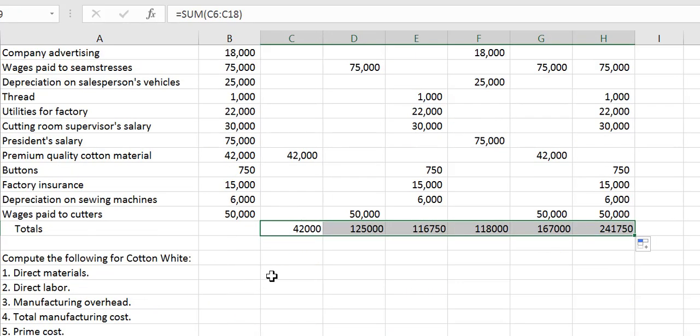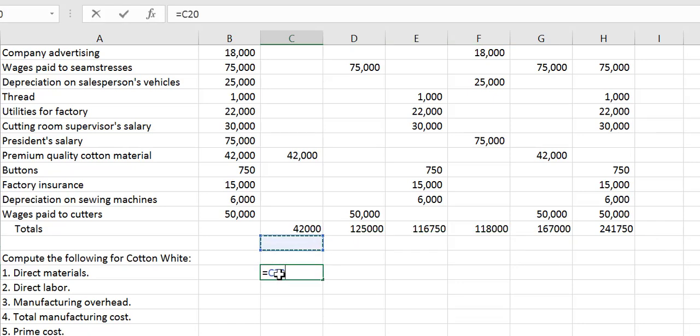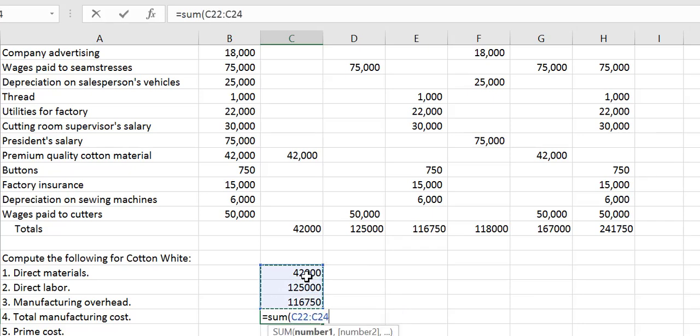And then down here, we're asked for direct materials, total here, direct labor here, manufacturing overhead here. And then we're asked for total manufacturing cost. That wasn't included in our spreadsheet above, but total manufacturing cost is just materials plus labor plus manufacturing overhead. So we'll sum those three together. And then we've got prime costs totaled up already, and conversion cost.